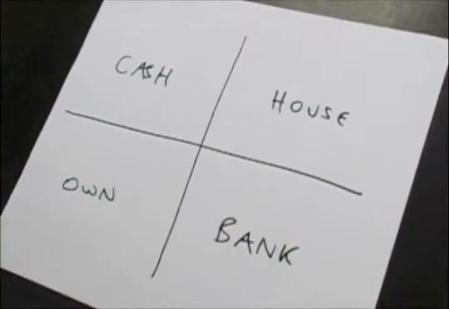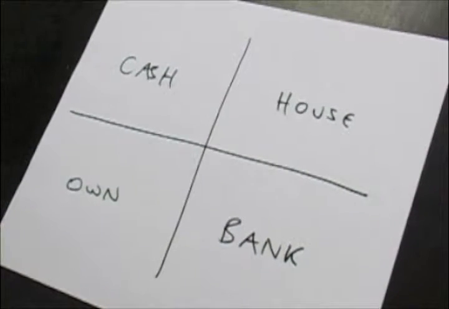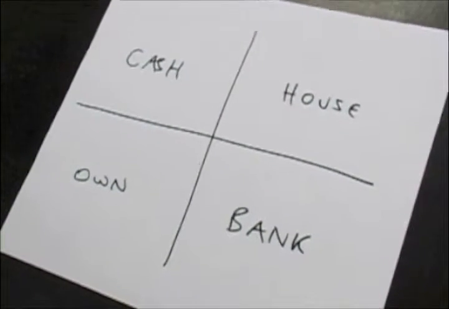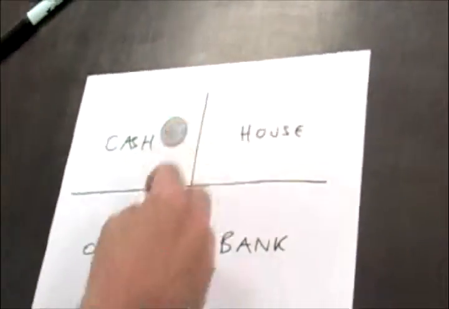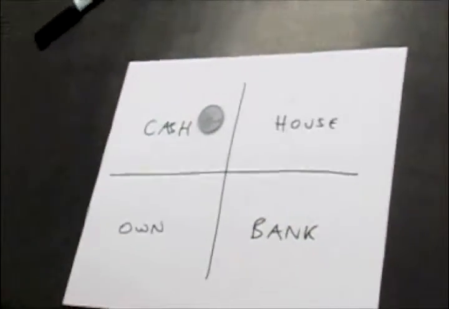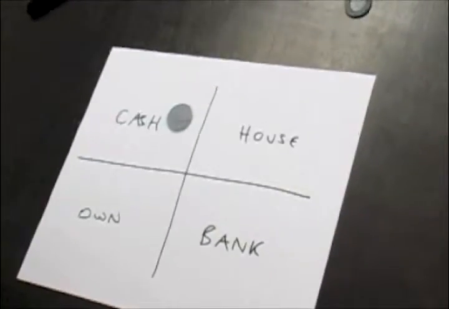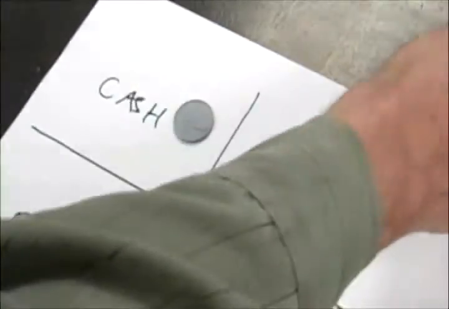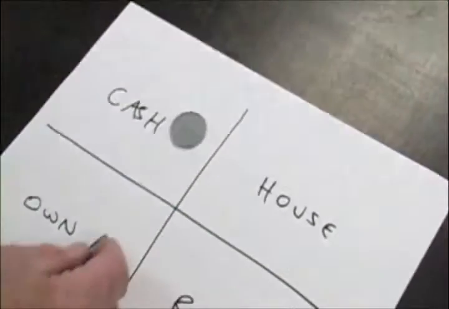And what you're starting with is your personal cash. You have $100,000 in cash. And you own that money. You don't owe it to anybody else. We're going to represent the fact that you own it with a black chip.